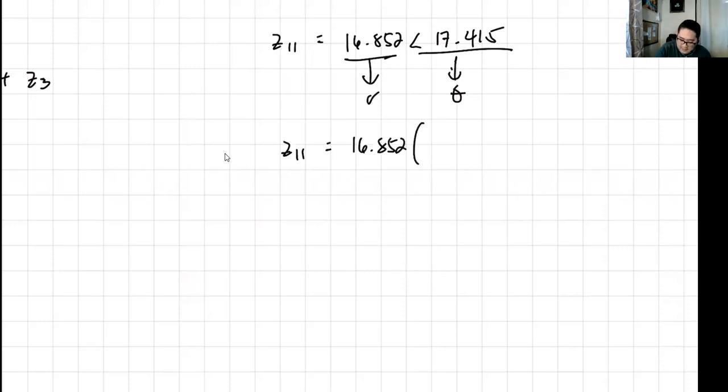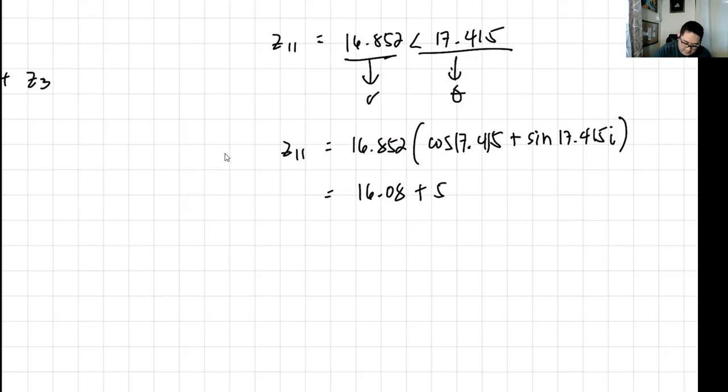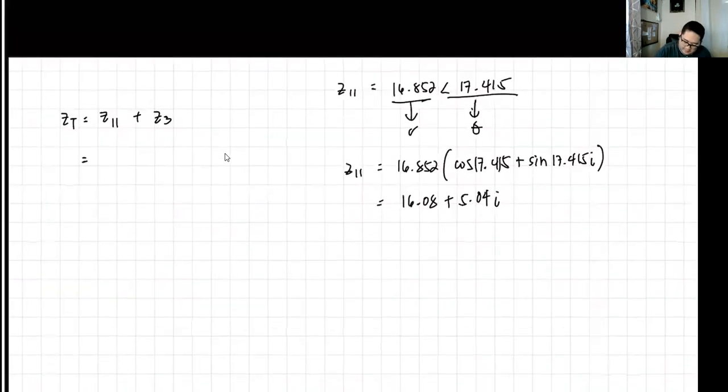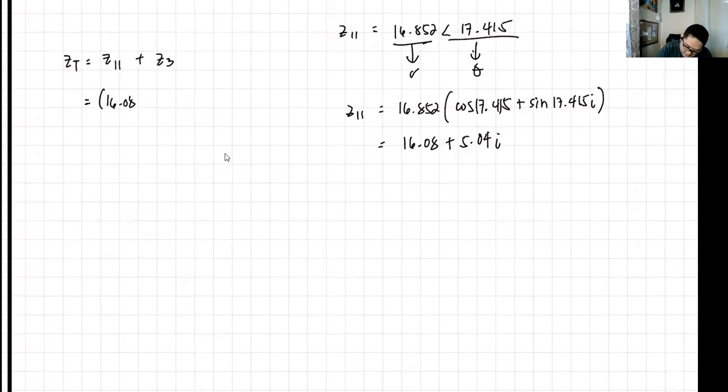Then, pwede na lang cosine of 17.415 plus sine 17.415 I. Okay? So, that is 16.852 times cosine of 17.415. So, 16.08 plus 16.852 times sine 17.415. That is 5.04 I. Okay? So, 16.08 plus 5.04 I plus yung negative 10 I natin.